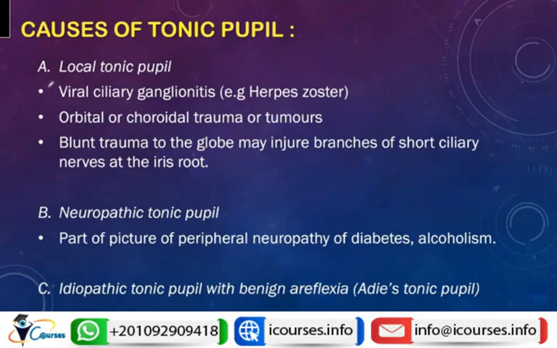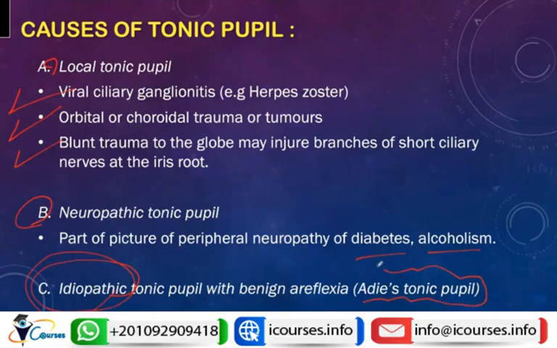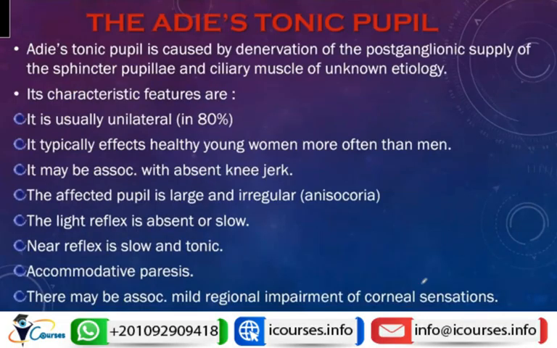So what are the causes of tonic pupil? They can be local, such as inflammation by viruses, one of the commonest causes, like herpes; orbital or choroidal tumor; or trauma, such as blunt trauma. It can be neuropathic, as in diabetes or alcoholism, or it could be idiopathic. The idiopathic form is called Adie's tonic pupil, and this is important. Most physiology books discuss Adie's pupil in more detail.